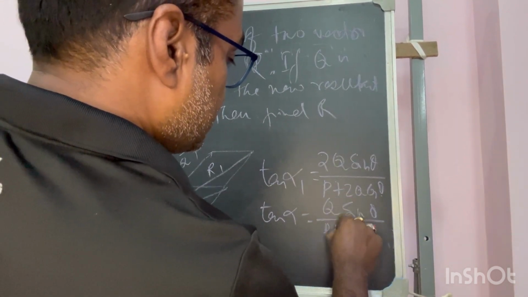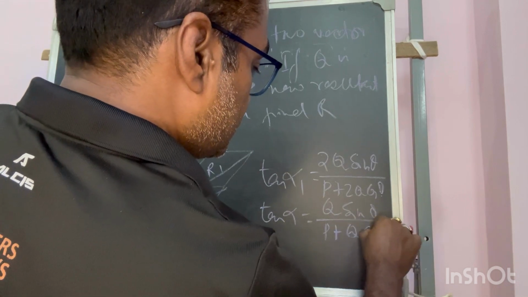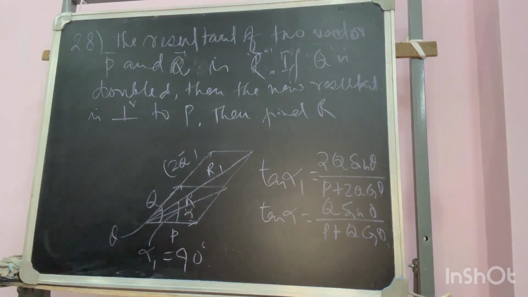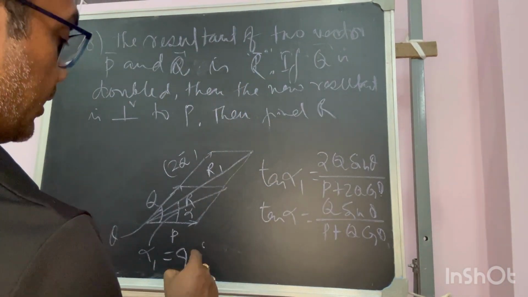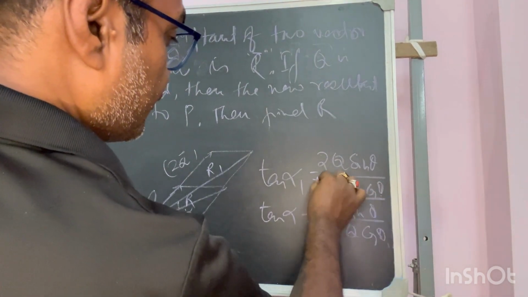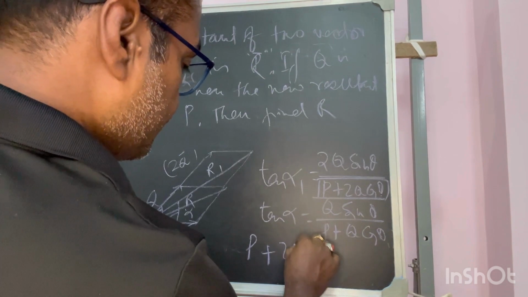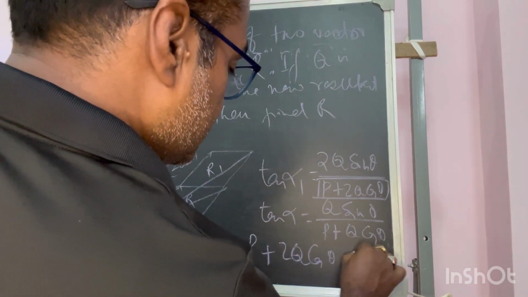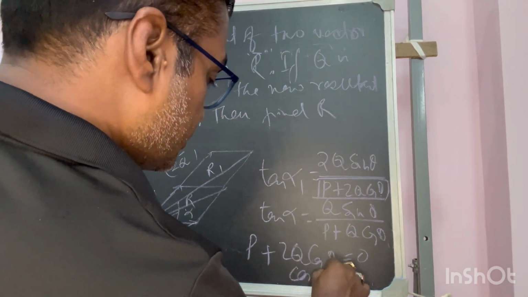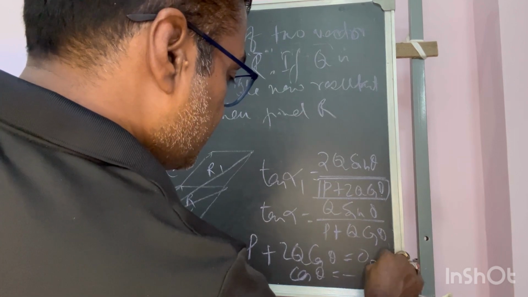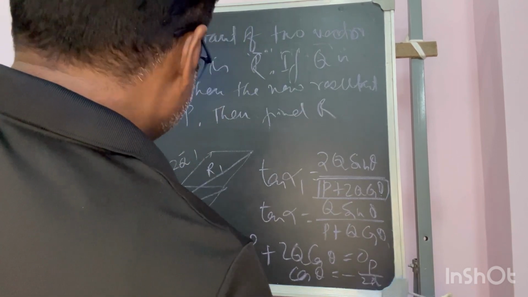Just for comparison I am writing, so that you should not be confused. So this will be the new one, but new alpha 1 is equal to 90, so that means your denominator for this case will be 0. So P plus 2Q cos of theta is equal to 0. So from here cos theta is equal to how much? Minus P by 2Q.